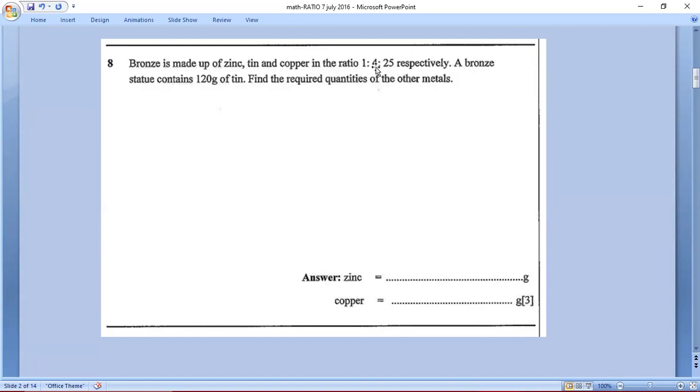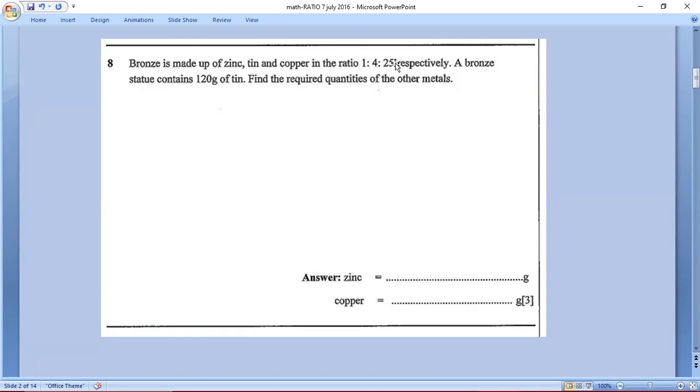So we are saying tin is always 4 times the zinc. Just mentally, I can actually do this by saying if this is 120, I have to divide by 4 to find the zinc. If I divide 120 by 4, it's actually 30. Already I can get that.